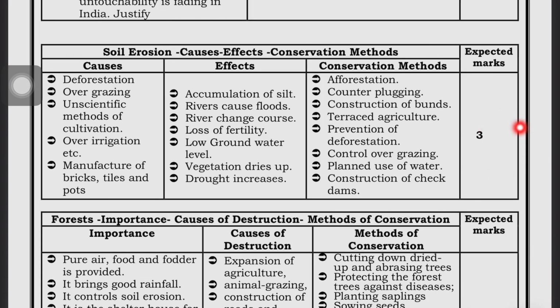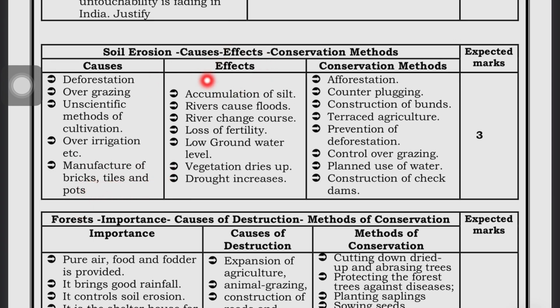Next, a 3-mark question can be expected: soil erosion, its causes, effects, and conservation methods. What are the causes for soil erosion? First, let us have a look at that. The causes are deforestation, overgrazing of animals, unscientific methods of cultivation, which is happening every now and then, over irrigation, manufacturing of bricks, tiles, and pots.